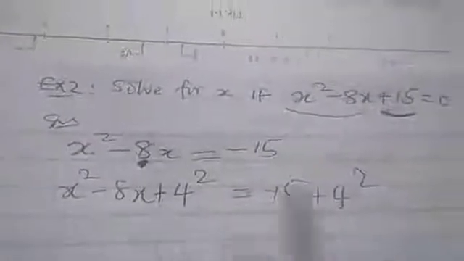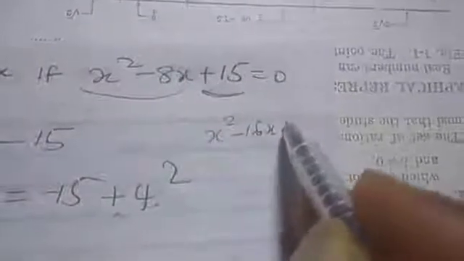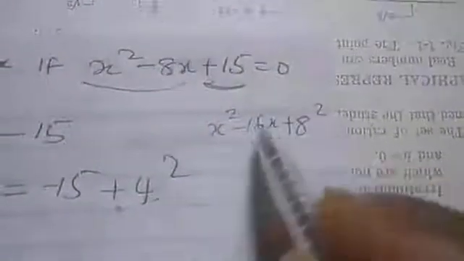As I've added 4 square here, I will add 4 square to this side too. Suppose it's something like this too. Let's say x square minus 16x. So what I will have added is what? It is 8 square, because half of 16 is 8.